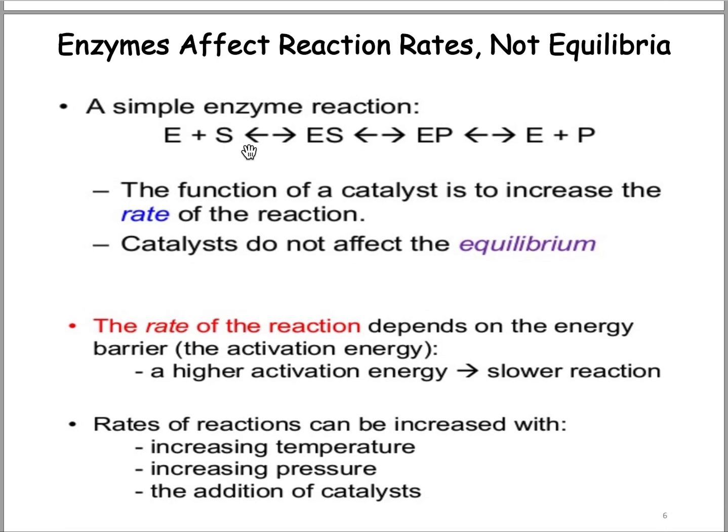A simple enzymatic reaction looks like that: enzyme plus substrate, enzyme substrate complex, enzyme product complex, enzyme plus product. The function of a catalyst is to increase the rate of the reaction, and catalysts do not affect the equilibrium. The rate of the reaction depends on the energy barrier, that means the activation energy. The higher the activation energy, the slower the reaction. Rate of reactions can be increased with increasing temperature, increasing pressure, or the addition of a catalyst.